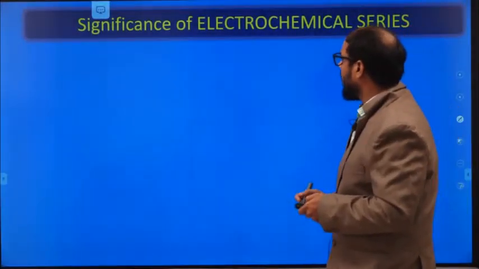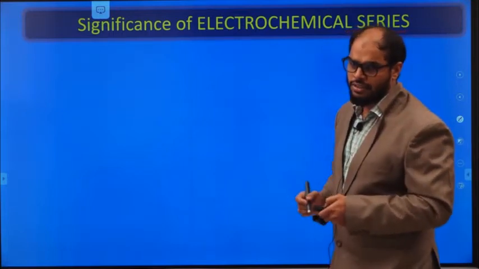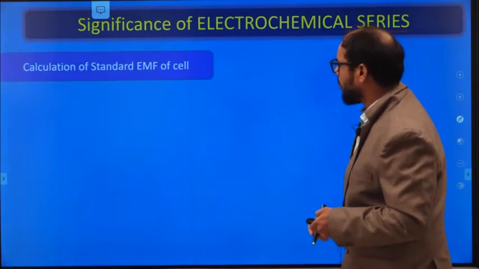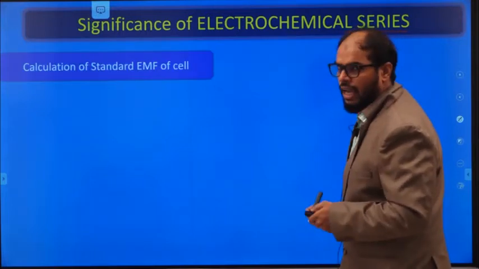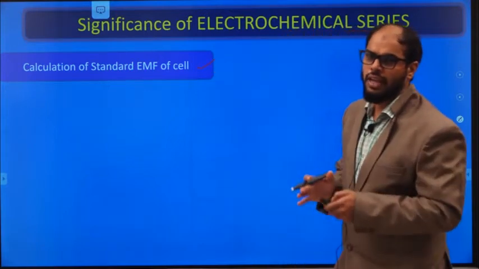We should know why this electrochemical series is very important for any engineering graduate students. Let us try to understand. This electrochemical series helps us to calculate the EMF, or the electromotive force, of any galvanic cell.